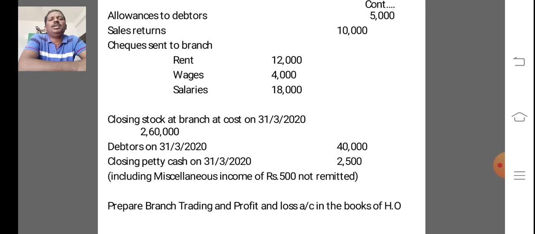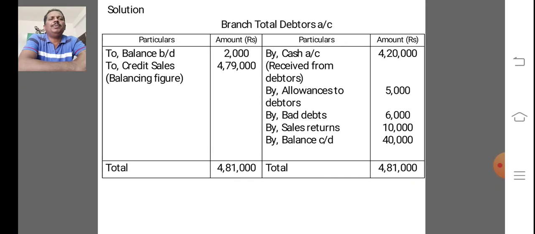and debtors on 31/3/2020 40,000, closing petty cash on 31/3/2020 including miscellaneous income of rupees 500 not remitted, so total 2,500. The question is, prepare branch trading and profit and loss account in the books of head office.